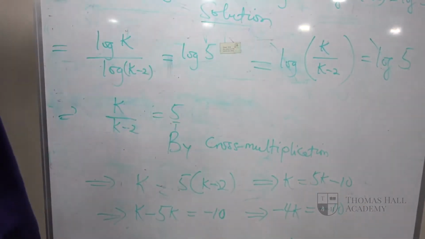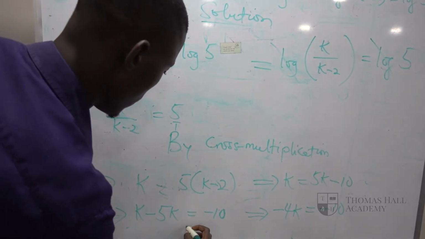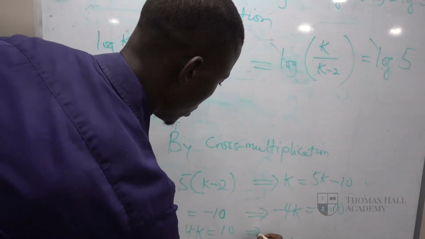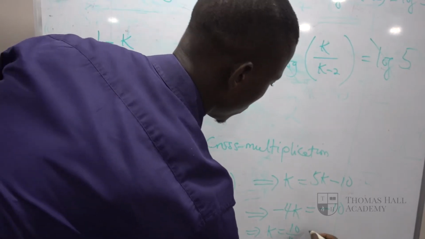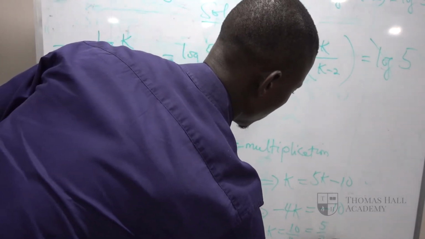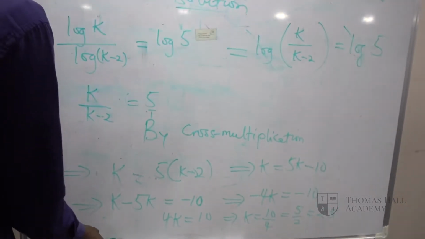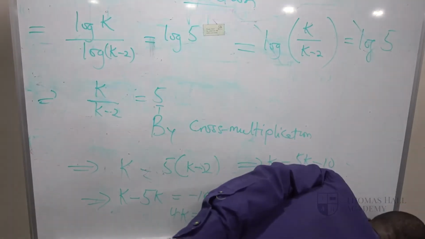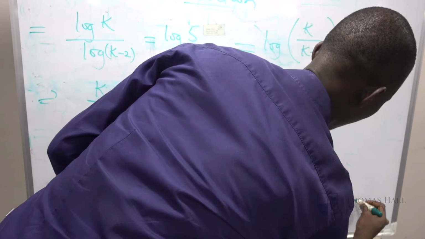Like I said earlier, this one has minus, this one has minus. Just cancel the minus. We are left with 4k equals 10. Therefore, k equals 10 all over 4, which gives us 5 over 2, equals 2.5. So k equals 5 over 2, or if you want to go further, equals 2.5.